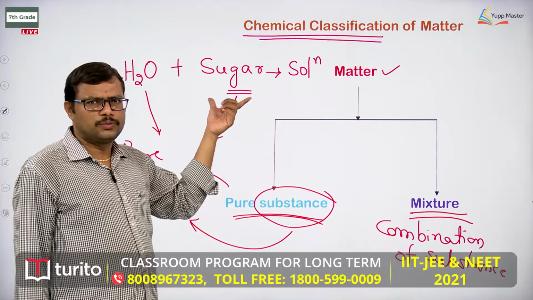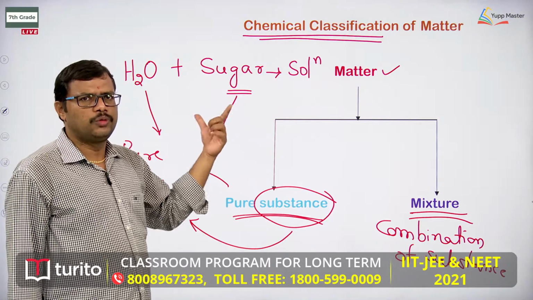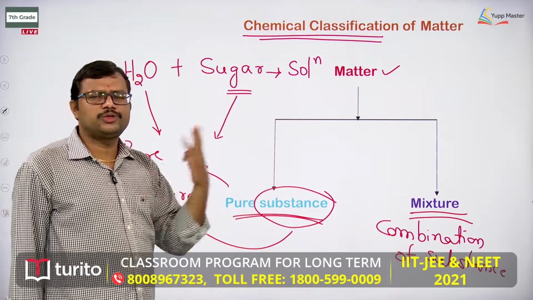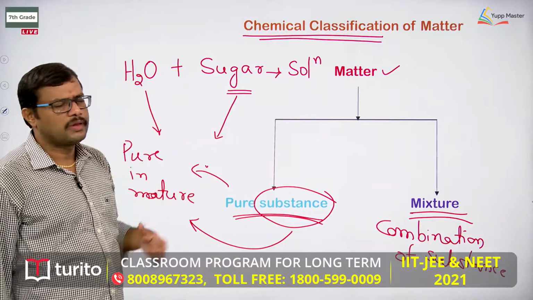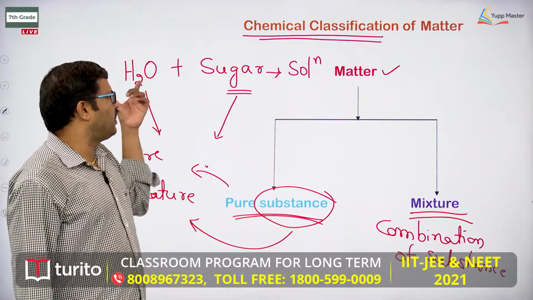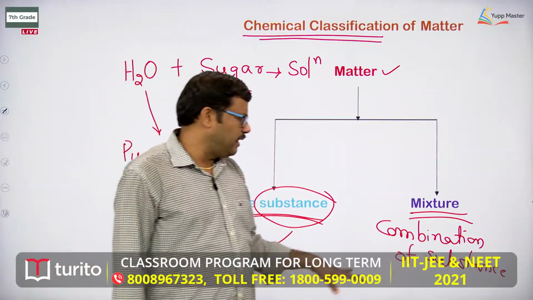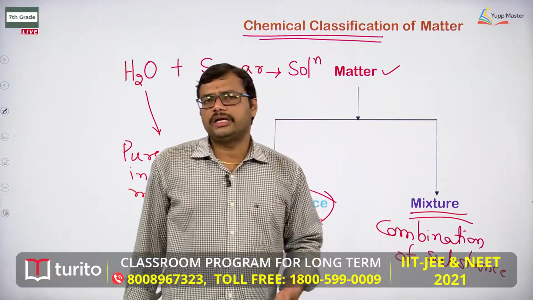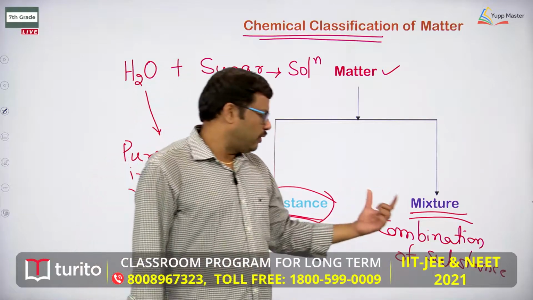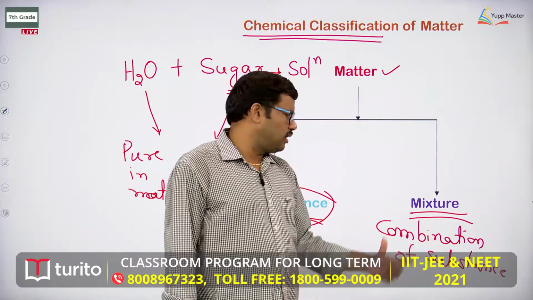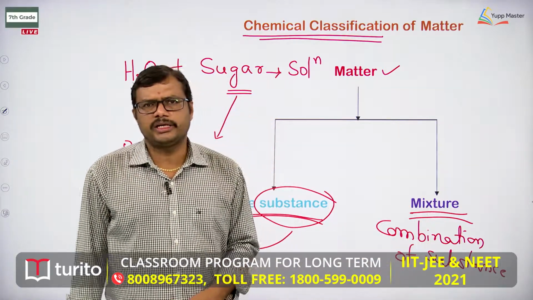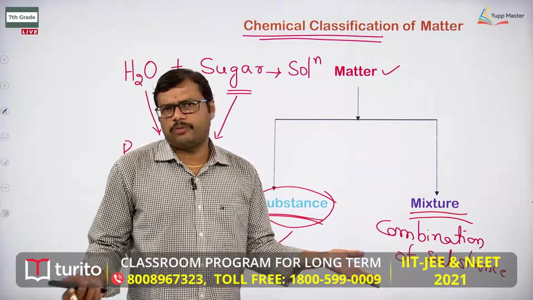In one case I have added only 1 spoon, in other case 2 spoons. In third case, I have added 3 spoons of sugar to 1 liter of water. So, whatever may be the composition we take for the formation of the mixture, a mixture can simply be given as a combination of pure substances. So, when pure substances are combined together, we end up with the formation of a mixture, but the combination can take place in any proportion.